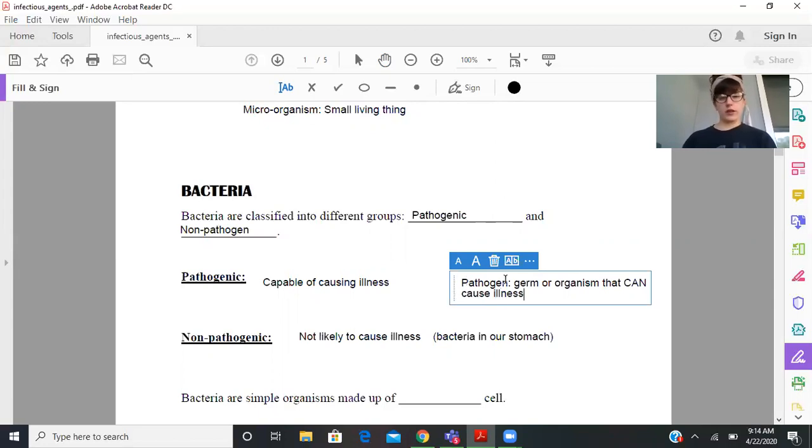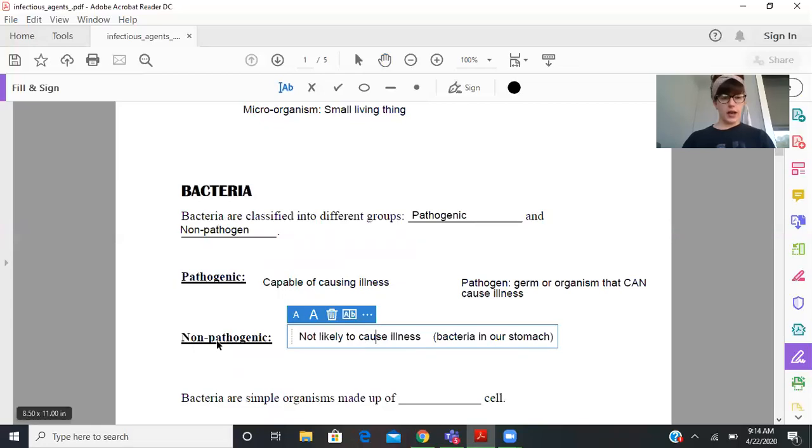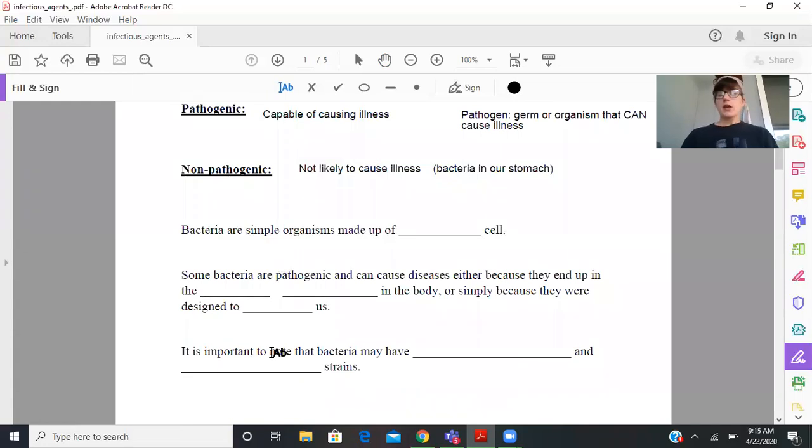That can cause illness. So if something is a pathogen, it has the potential to make you sick, like the P, potential, whereas a non-pathogenic one is not likely to make you sick.